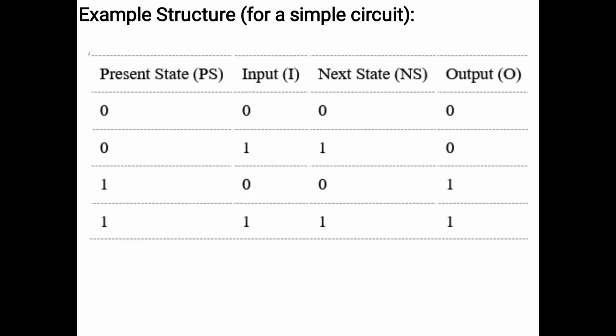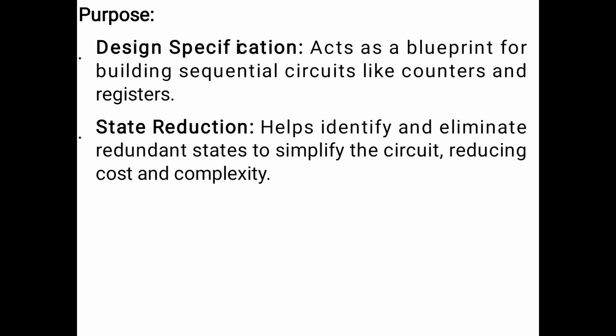So this is an example structure for a simple circuit with the present state, input, next state and output for a state table. The main purpose of the state table is that it helps in design specification, and acts as a blueprint for building sequential circuits like counters and registers. And also, with the help of a state table, we can bring state reduction in the state diagram. It helps to identify and eliminate redundant or equivalent states so that the circuit can be simplified, thereby reducing its cost and complexity.